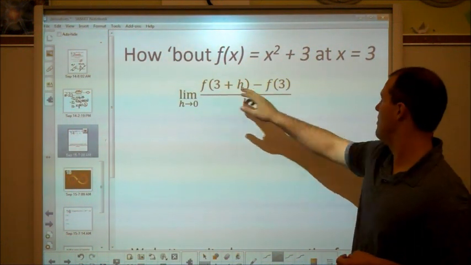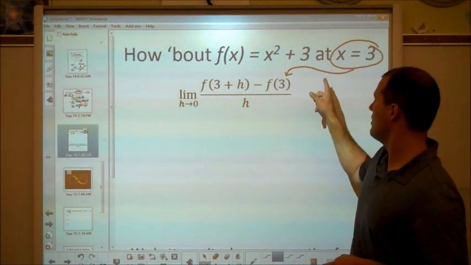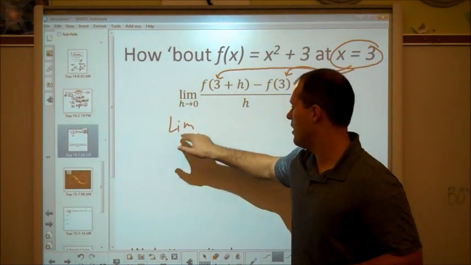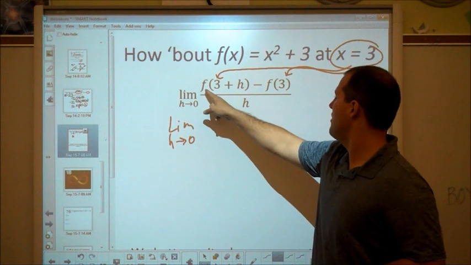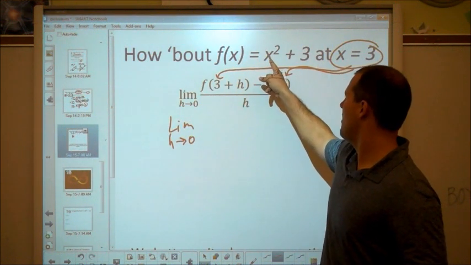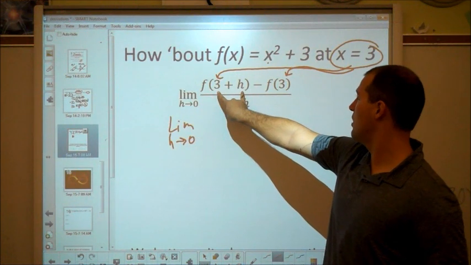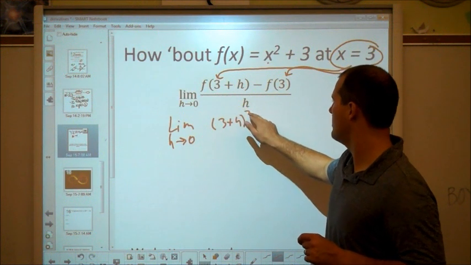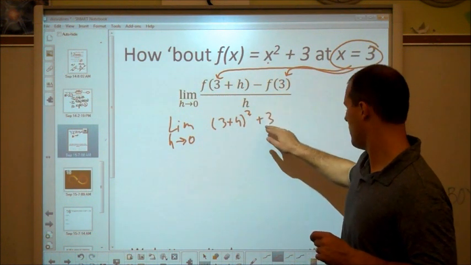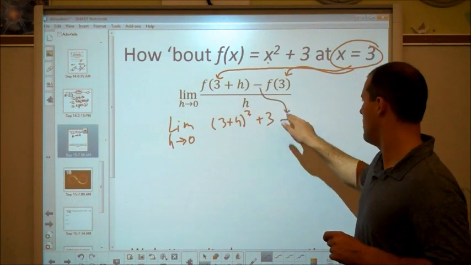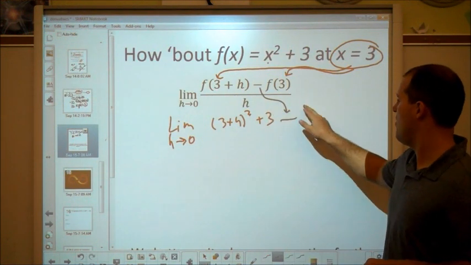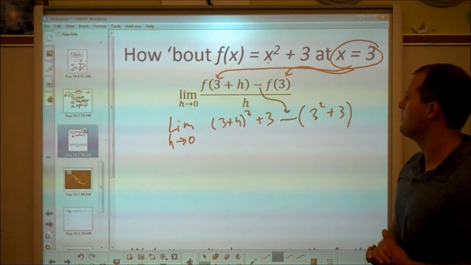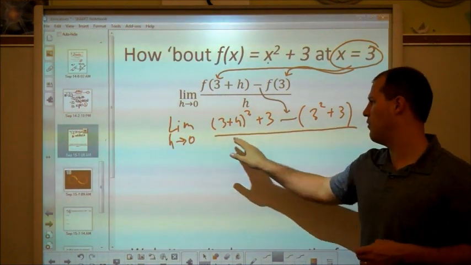I've already plugged in the 3's on this one, so that's just this 3 right here getting plugged in, and also right over here. And so now we're going to write out what that actually means. So here it goes. Limit as h approaches 0. I'm not going to write the f, I'm going to write the f function. So I'm not going to write x squared. It says to plug in 3 plus h. So let's do that. That would be 3 plus h quantity squared plus 3, minus, notice it's that minus right there, minus f of 3, and that will be 3 squared plus 3. Don't forget to put it over h.